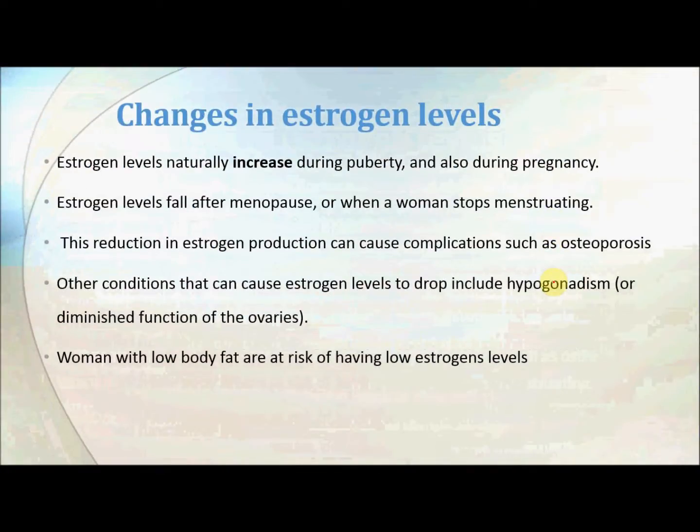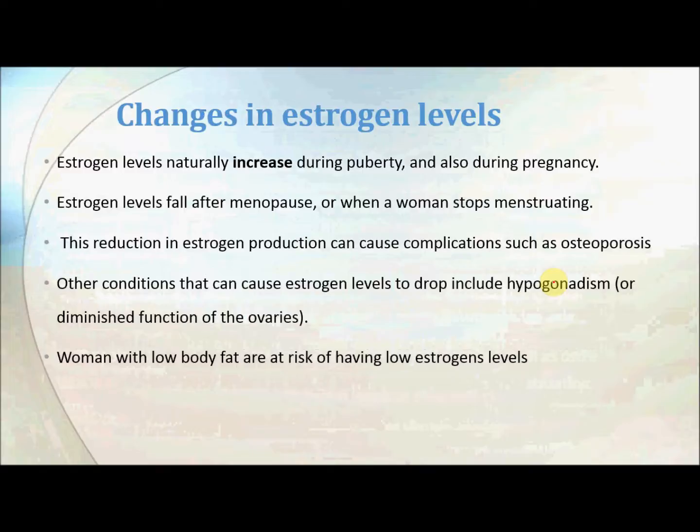Now, estrogen levels increase normally during puberty and also during pregnancy. That's normal because in puberty it will give the secondary sexual characteristics, and during pregnancy it will keep the corpus luteum producing progesterone. However, estrogen falls after menopause, so women stop menstruating. And this reduction could cause complications such as osteoporosis, as we have discussed.